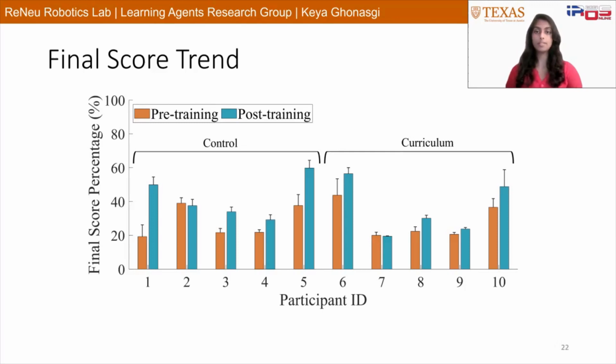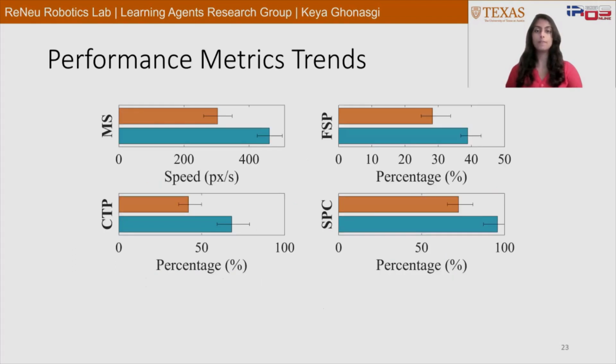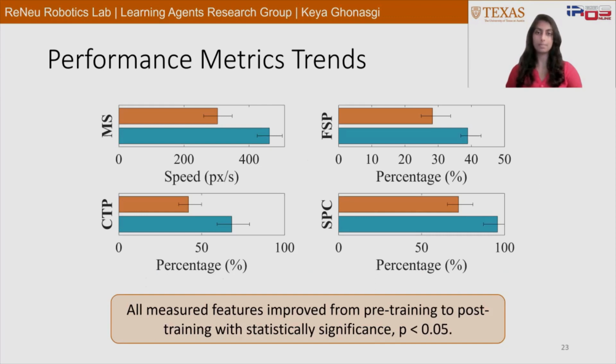This bar plot compares the pre-training performance shown in orange and the post-training performance shown in blue for all participants. On average, we observed an increasing trend going from pre-training to post-training, irrespective of the training provided to the participant. Using repeated measures ANOVA, we found this result to be statistically significant in the final score percentage. We also observed that the remaining 3 metrics improved with statistical significance across all 10 participants. However, we found no significant cross-effect of the training group on the improvement from pre to post-training.